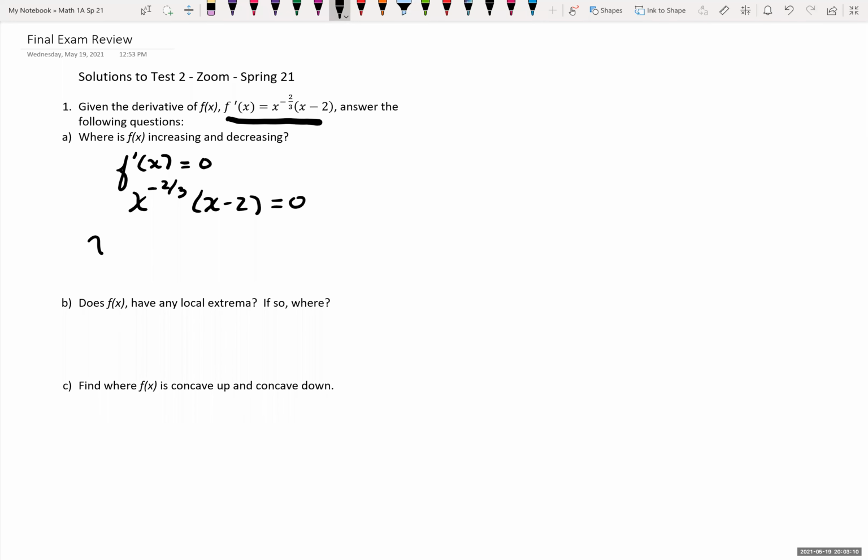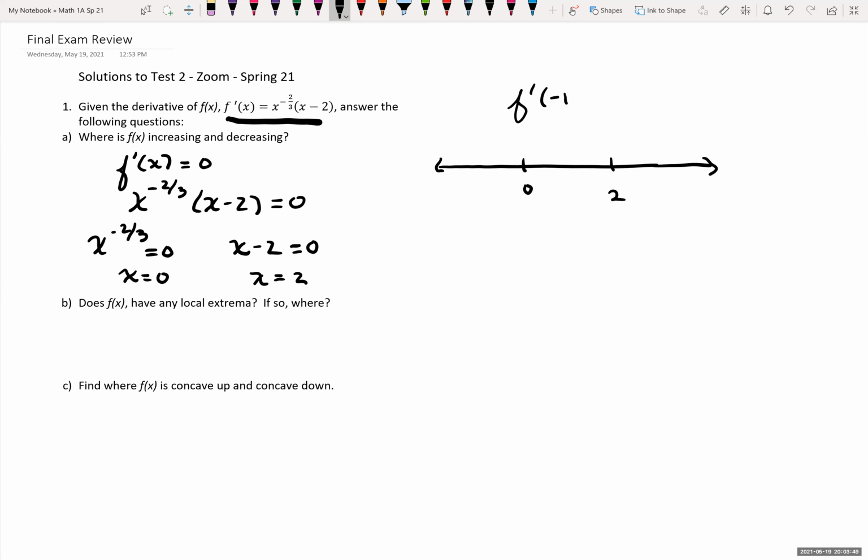Well, that's when x to the negative 2/3 power is equal to 0, and that's when x minus 2 is equal to 0. And so solving for this, we would get that x is equal to 0 and x is equal to 2. So we have two critical numbers here. And actually 0, if we look at it, x to the negative 2/3, that's actually undefined. But I can see that it's actually defined in my original. So put our critical numbers on the number line, and we're going to test values on each side.